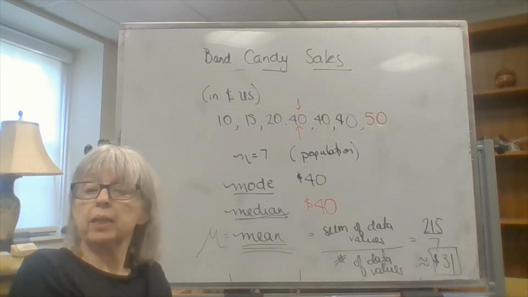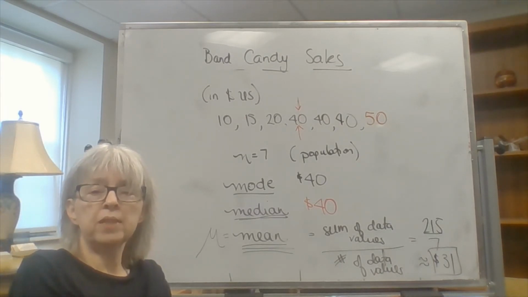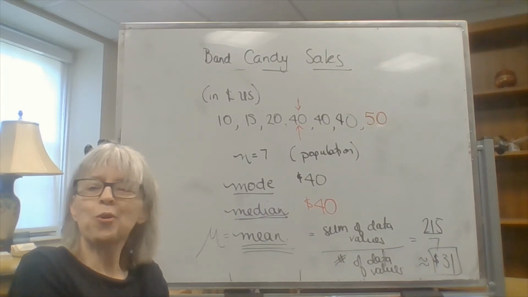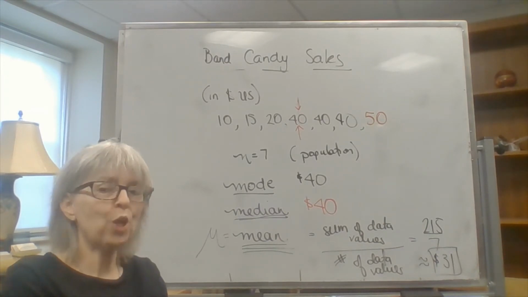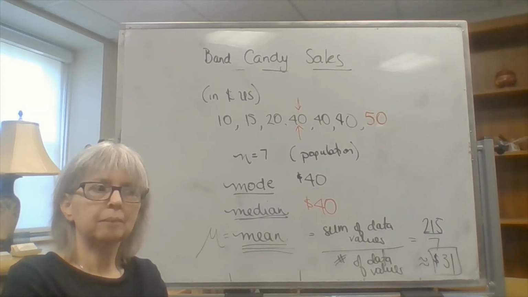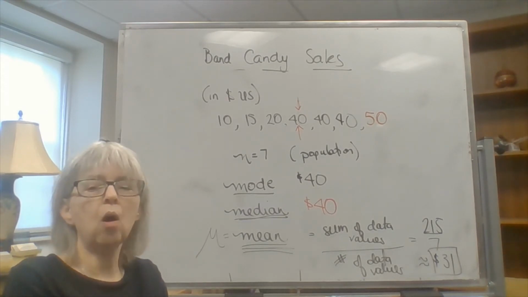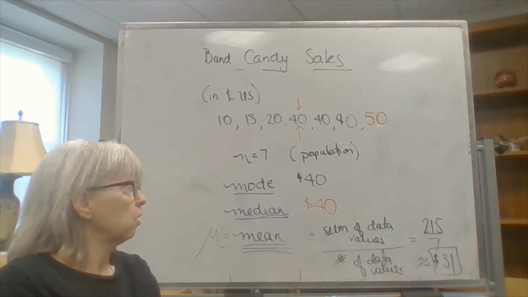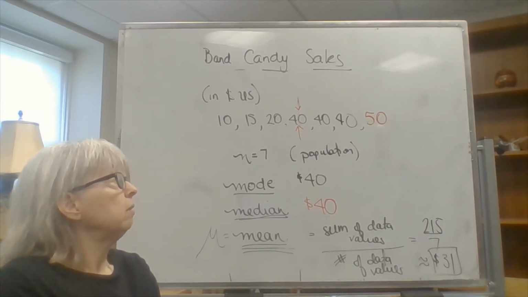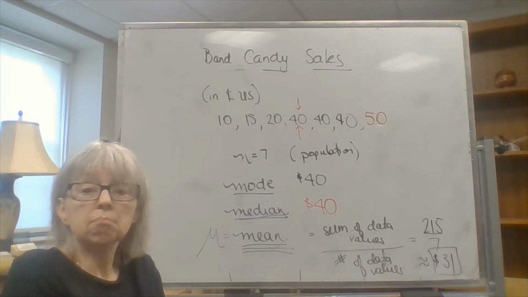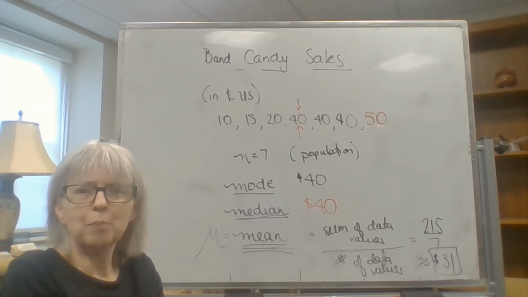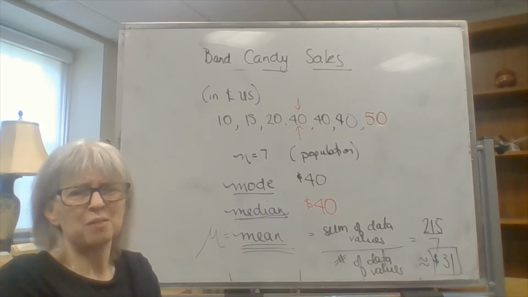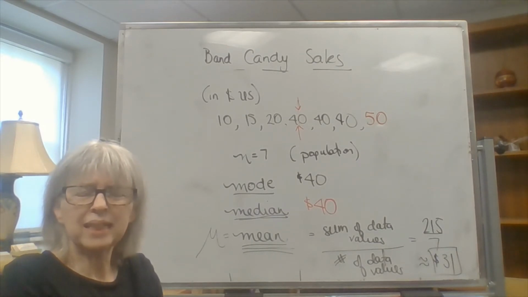Which of these three is a better describer of the set of data? Again, there's no correct answer. It's a judgment call. It's a total judgment call. Personally, I would argue for mode because it appears more often than anything else. It's what 3 out of 7 kids did.